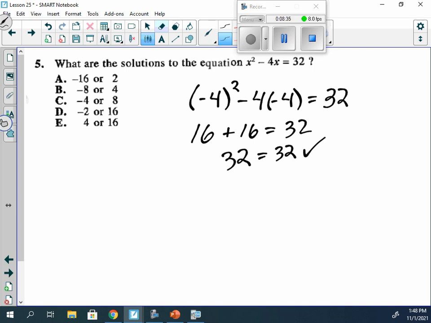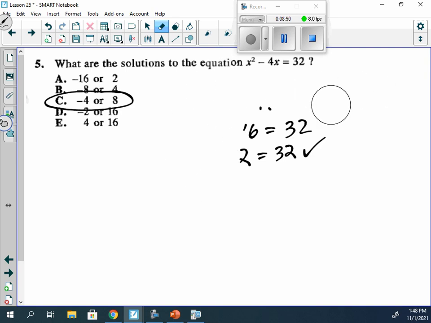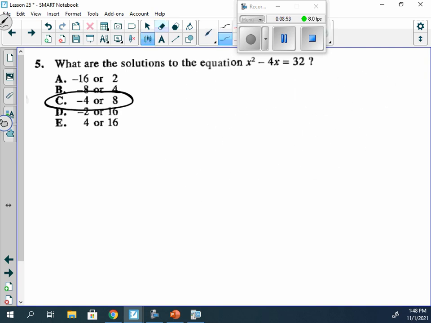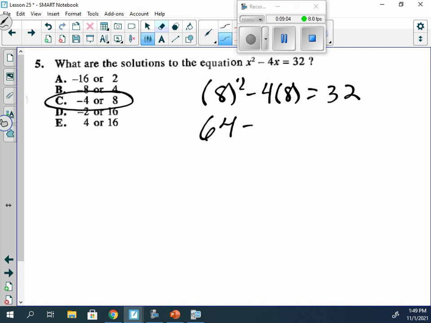So negative 4 worked. Now, I picked it from C, but do any of the other answer choices have a value of negative 4? No? So most likely it means C is the correct answer. We could also try it with 8 and see if 8 squared minus 4 times 8 is 32. Well, 8 squared is 64. 4 times 8 is 32. Well, 64 minus 32 is 32, and 32 is equal to 32.